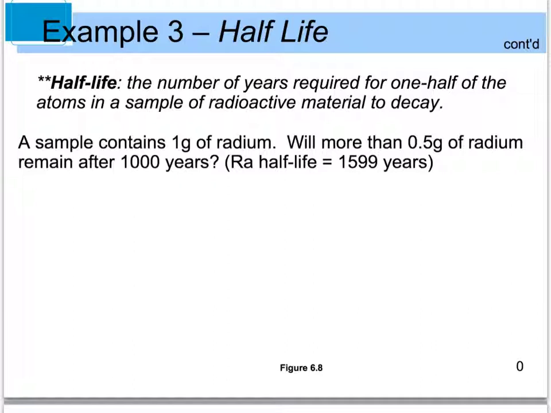Another typical problem that you'll run into with your exponential growth and decay problems is dealing with half-life. The half-life is the number of years that's required for 1/2 of the atoms in a sample of some type of radioactive material to decay. So if we look at an example dealing with this, my problem says a sample contains 1 gram of radium. Will more than 1/2 gram of radium remain after 1,000 years? And the problem gives us that the half-life of radium is equal to 1,599 years.